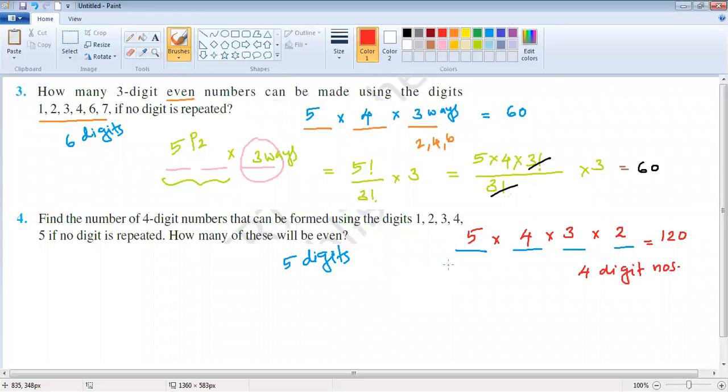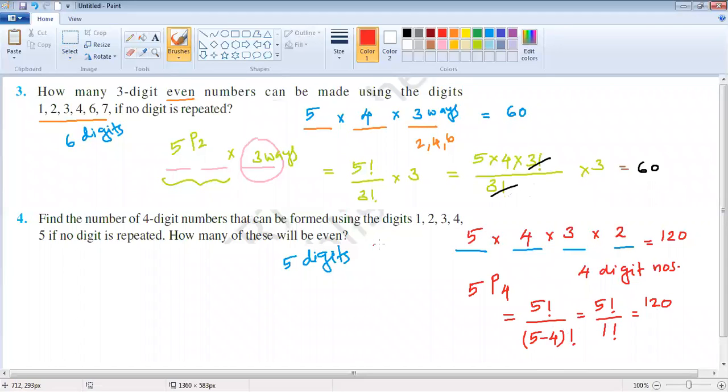And if you are using permutation, you have 5 digits available. You need a 4-digit number, so out of 5, you have to select and arrange 4 digits. So the number of ways is 5P4, which is equal to 5 factorial divided by 5 minus 4 factorial. That is 5 factorial divided by 1 factorial. 5 factorial is 120, 1 factorial is 1. So it is 120 by 1, it is 120.